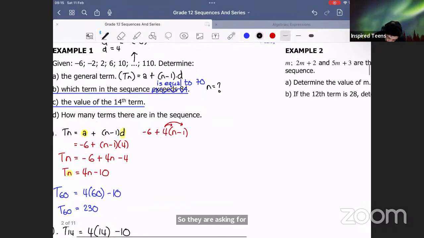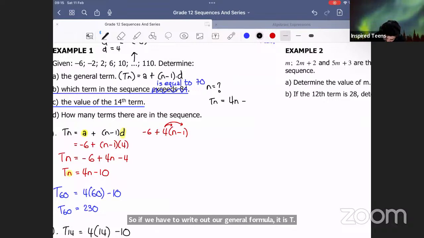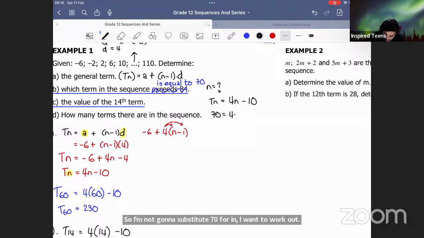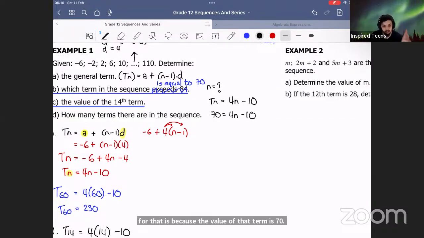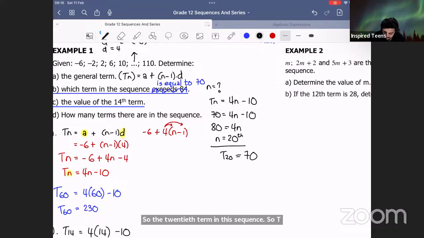So if we have to write out our general formula, it is Tn is equal to 4n minus 10. So I'm not going to substitute 70 for n. I want to work out n. I actually equate this whole thing to 70. The reason for that is because the value of that term is 70. So I need to calculate which term is that in the sequence. So I will equate the general term to 70 to get me a value for n. So I take 10 over, I get 80 is equal to 4n, and I get n is equal to 20. So the 20th term in this sequence, so T20, is equal to 70.